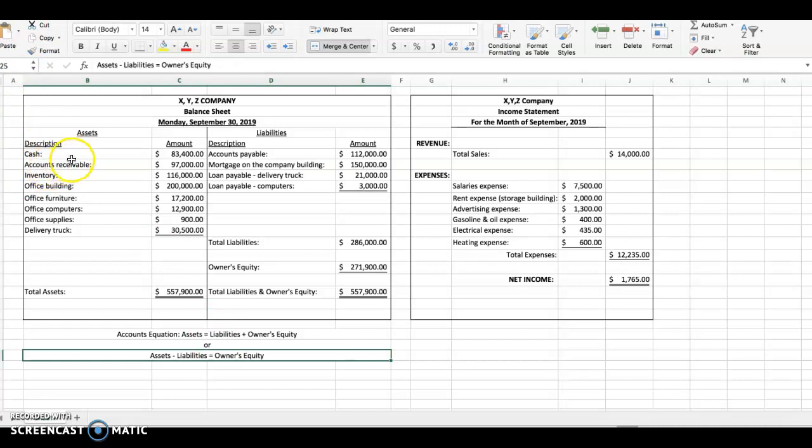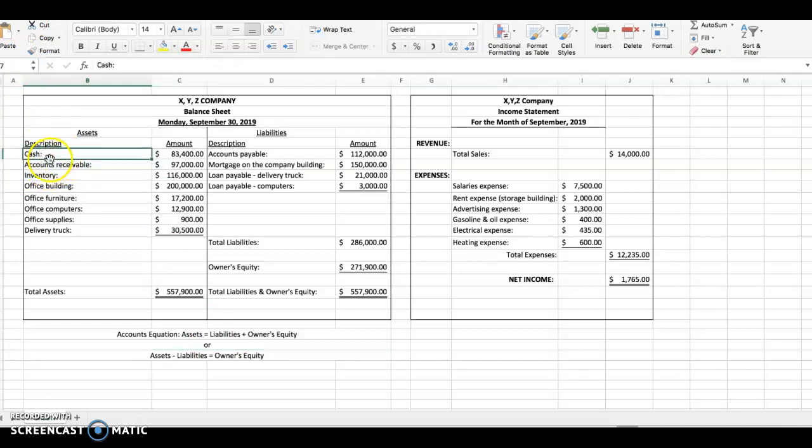On the left side, under assets, again, you've had some of this before, but these are typical assets. Cash obviously is an asset, something of value that the business owns. Accounts receivable, as we said earlier, represents the amount of money that people owe to us. Customers charged something and they will pay us back later, and accounts receivable is an asset reflecting that people owe us $97,000. Inventory represents the things that we have on the shelf that we're going to sell, and we have some other assets. Office building, office furniture, computers, supplies, and a delivery truck.